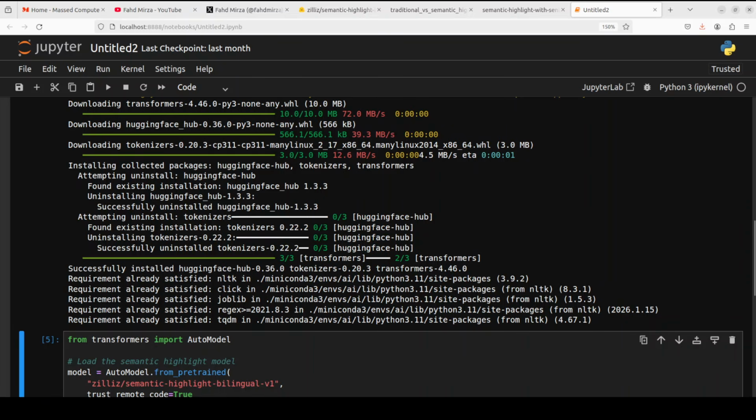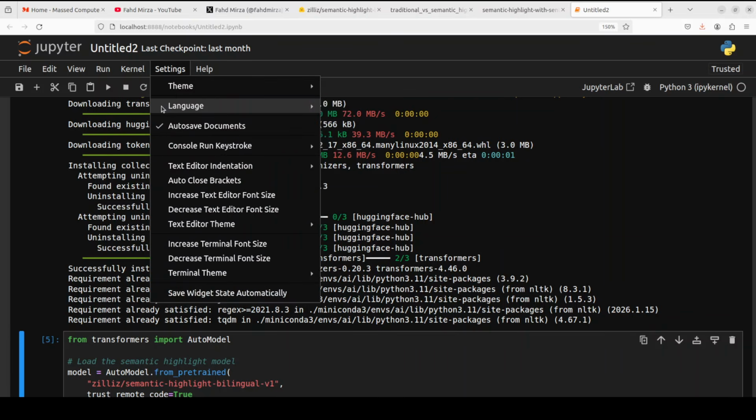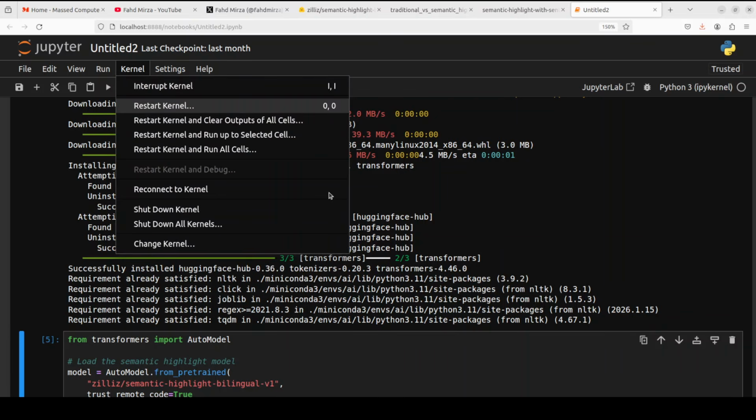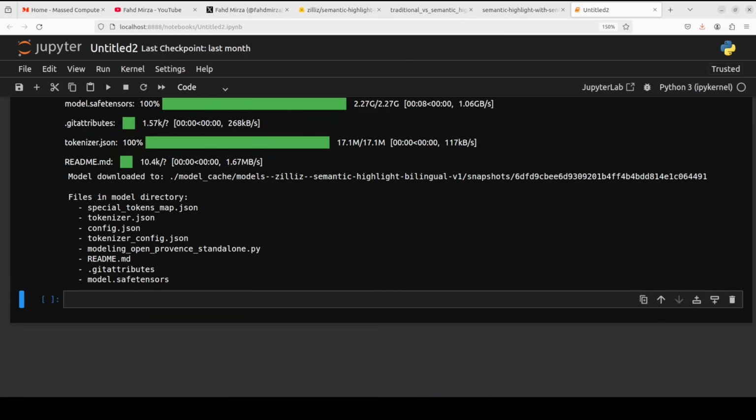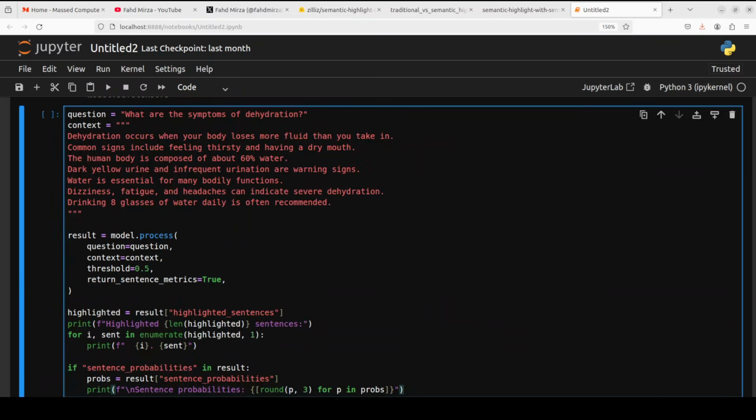And transformers is installed. Let's just restart my kernel because that is required. I'll just restart it. And now the model is downloaded successfully. Okay, now let's do some examples. Okay, so now look at this code.